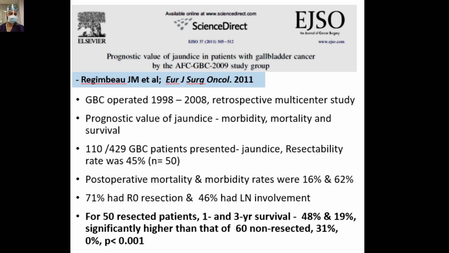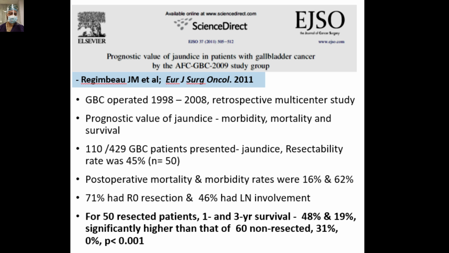Out of the 50 resected out of this 110, 71% had R0 resection and 46% had pathological lymph node involvement. For the 50 patients resected, the 1 and 3 years survival was 48% and 19%, but it was still better as compared to the patients non-resected. That's roughly 60 patients who were not resected. They had only 31% 1 year survival and 0% survival after 3 years, which was statistically significant.